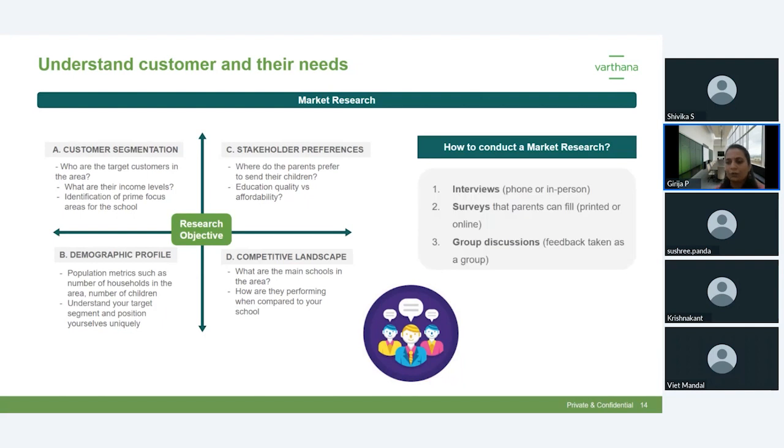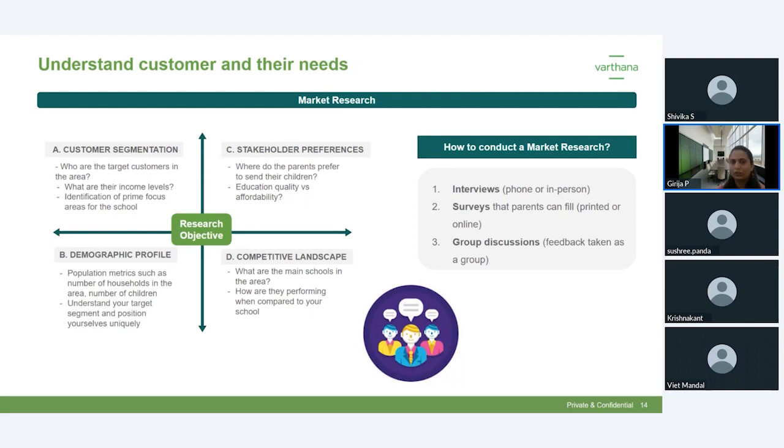You can conduct this market research by phone, calling the parents, and you can have in-person interviews with them. You can conduct surveys. You can provide them printed surveys or online surveys on WhatsApp and Facebook. And you can have group discussions with the parents. You can call PTM meetings and discuss various topics and try to understand what their preferences are. So this is how you can set your research objective, and by these methods or tools you can conduct market research.